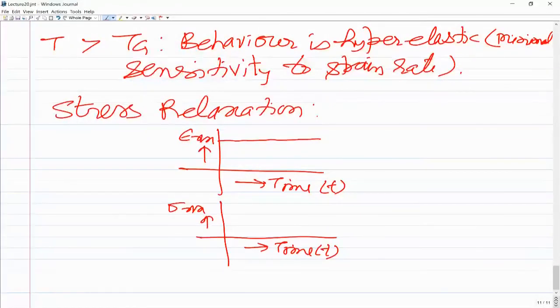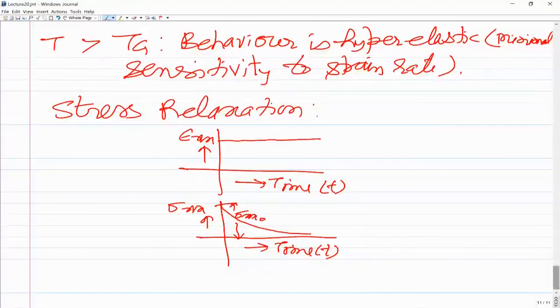If it is an elastic material and the strain is constant, the stress will also be constant. But in a viscoelastic material there is stress relaxation. That is, with time the stress reduces even though we keep the strain constant. It is not a straight line; it would be a non-linear decaying curve like this, starting from the initial stress sigma xx naught, and this is how it decays with time. This phenomenon is known as stress relaxation.